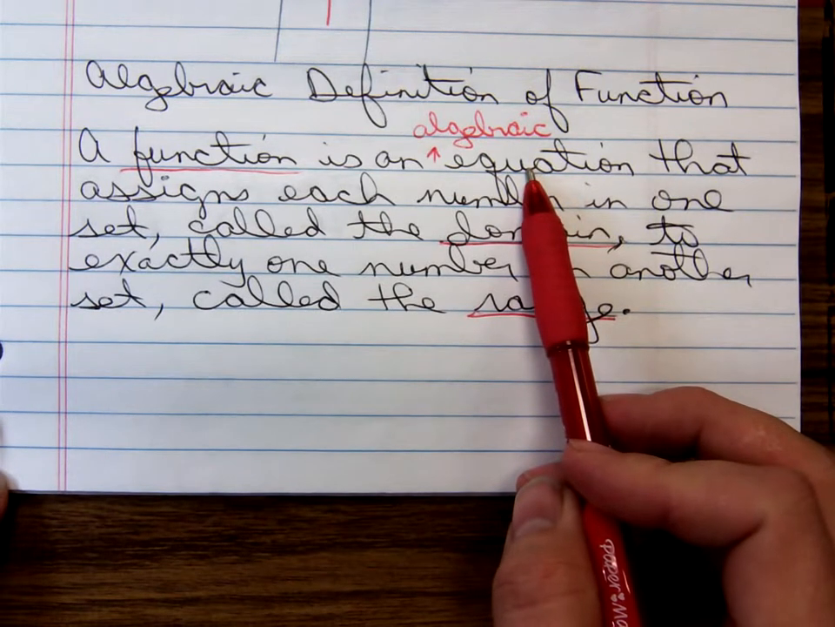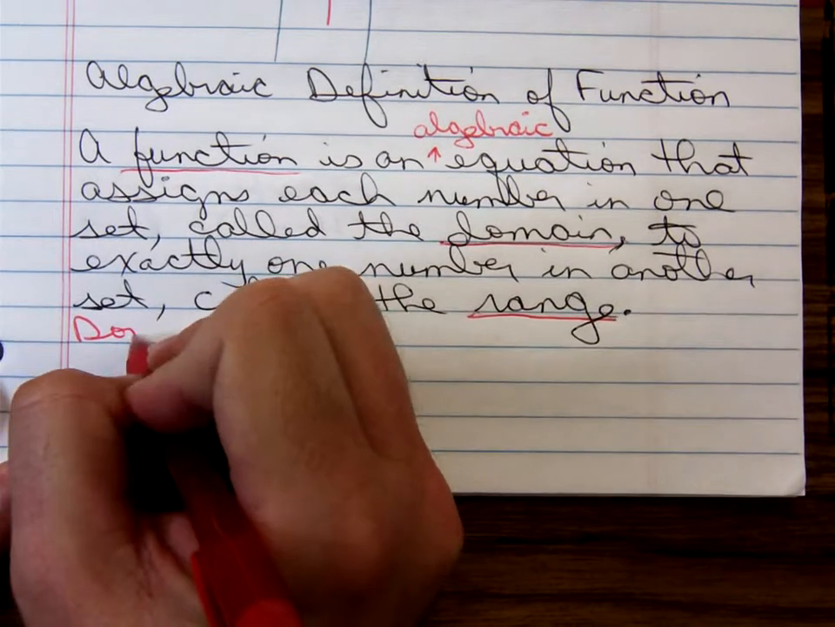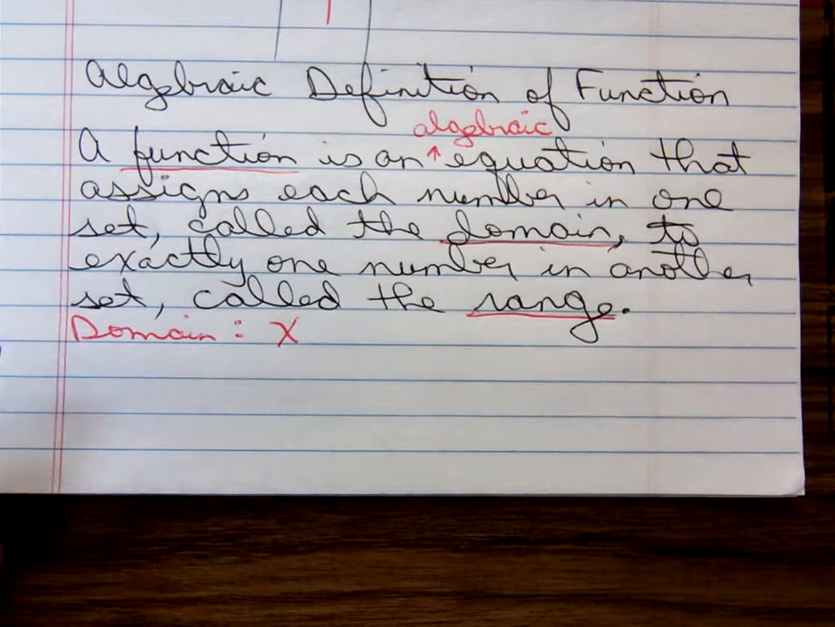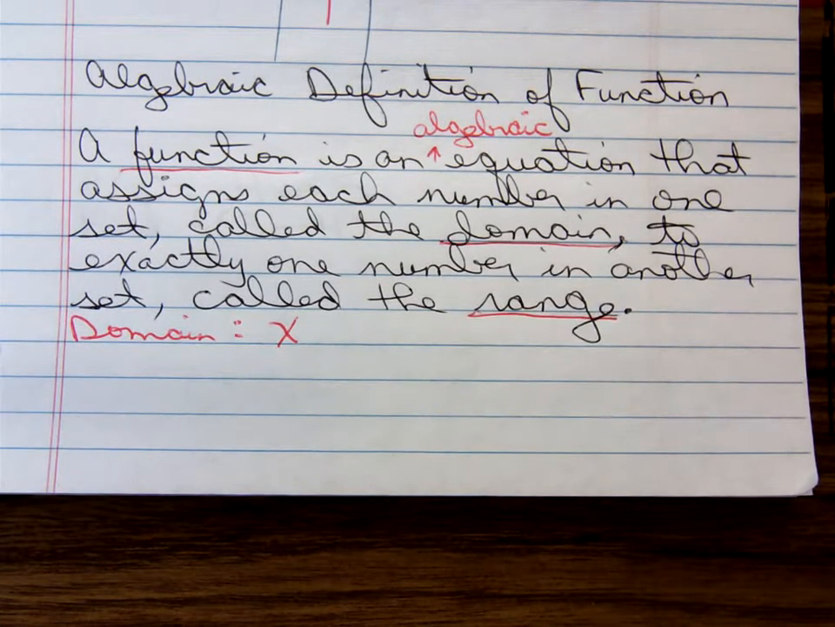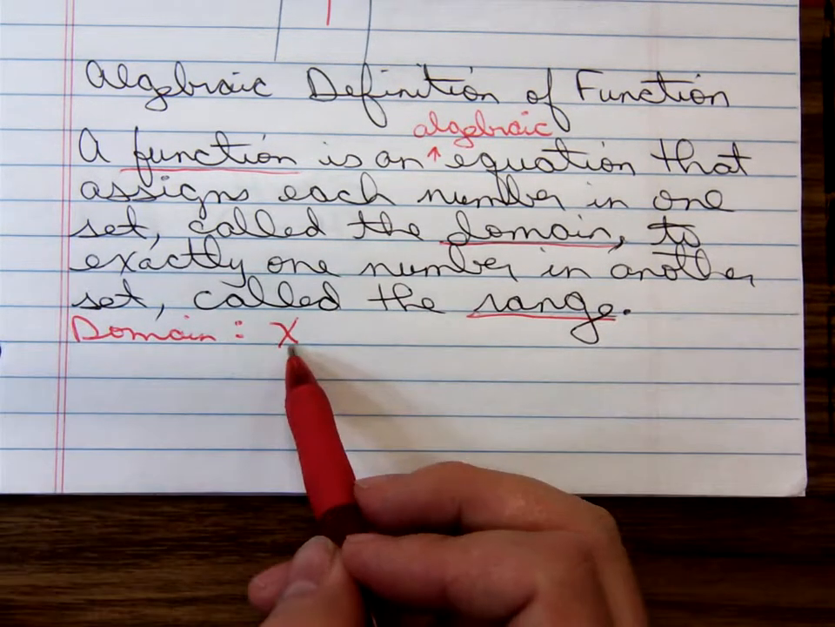There has to be at least one variable. The domain variable that's used most frequently is X, although we could use anything. I use Q's for quantities in my business math classes. I use T for time, so it could be any variable. But the most common variable used for the domain values is X. That makes sense because the domain is the set of all X coordinates.